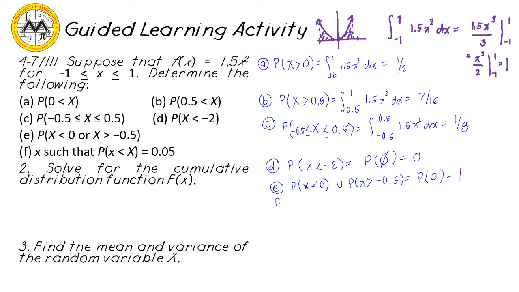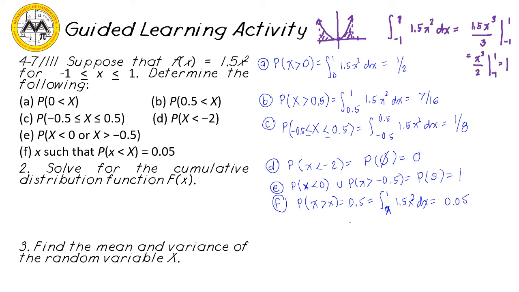And for letter F, the probability that the random variable x is greater than x is 0.05, is the integral from x to 1 of 1.5x squared dx is equal to 0.05.